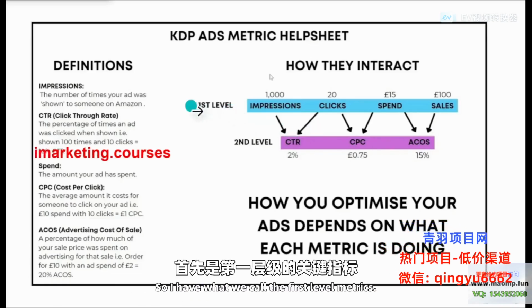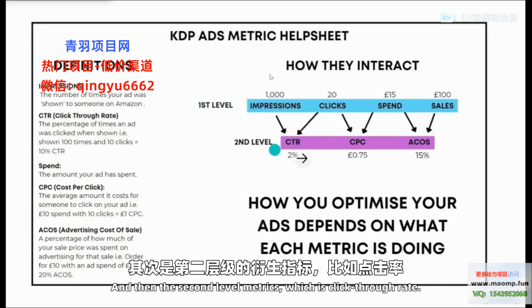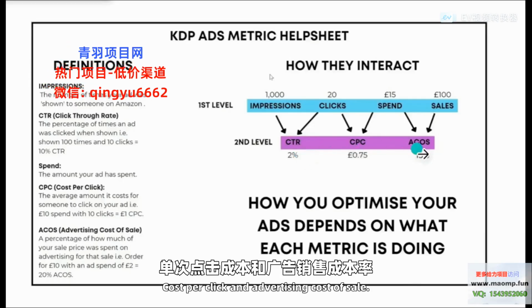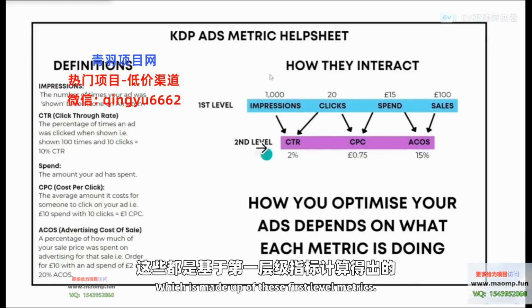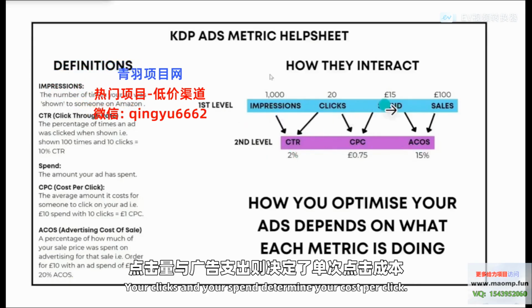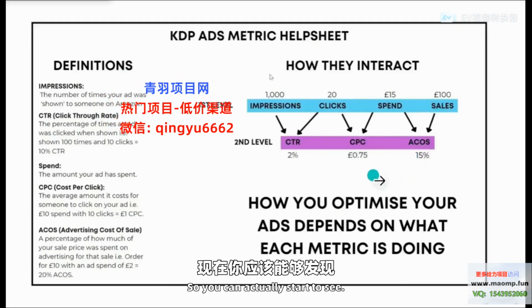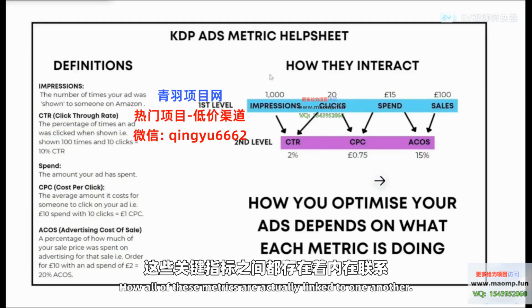So I have what we call the first level metrics, which is impressions, clicks, spend, and sales. And then the second level metrics, which is click-through rate, cost per click, and advertising cost of sale, which is made up of these first level metrics. So impressions and clicks determine your click-through rate, your clicks and your spend determine your cost per click, and your spend and your sales determine your ACoS. So you can actually start to see how all of these metrics are linked to one another.